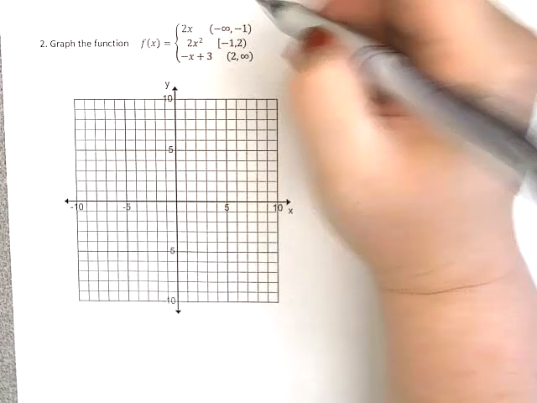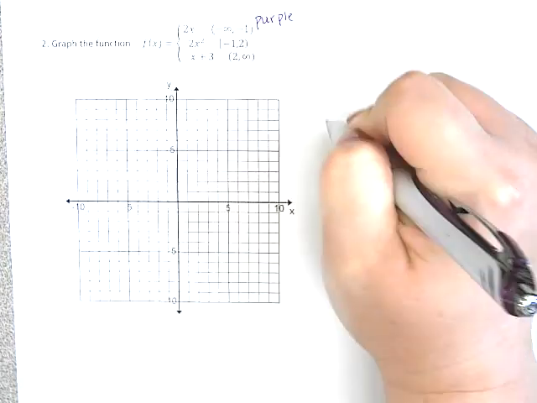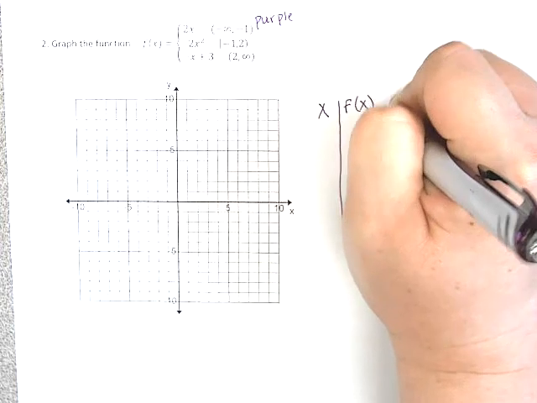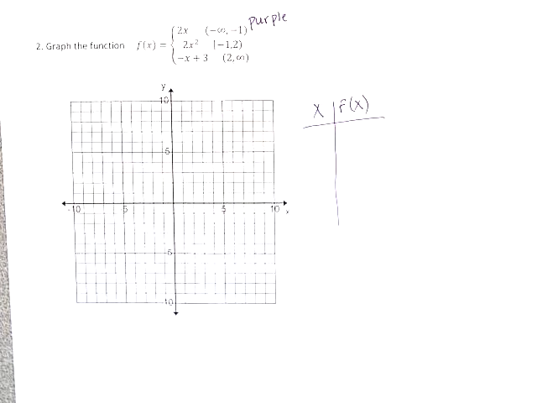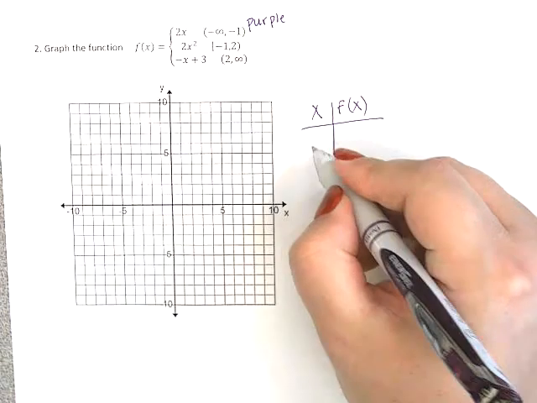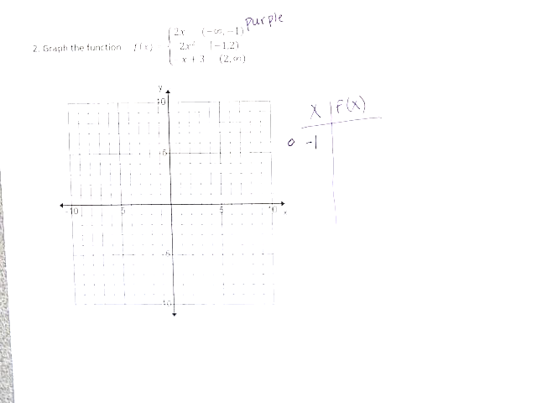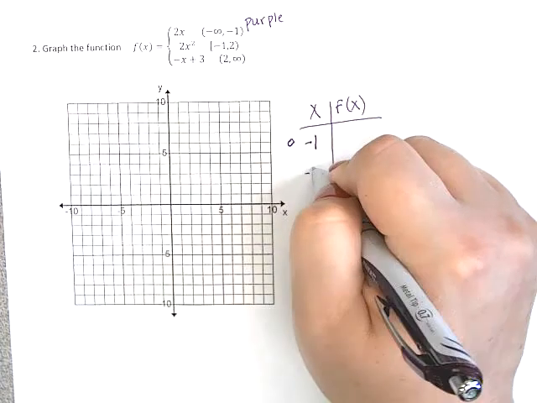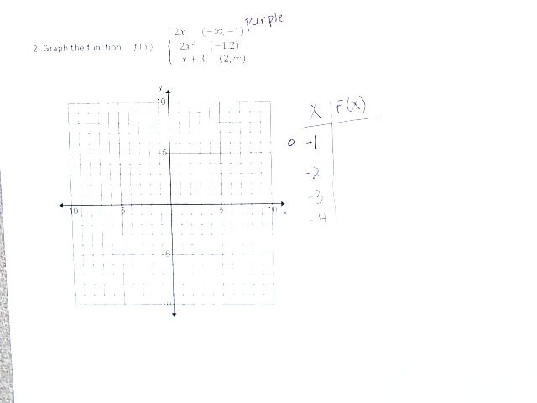So the first one I'm going to do in purple. And again, we're going to make our xy graph, or our f of x chart, excuse me. Okay, and we want values between negative infinity and negative 1. So again, we're going to start with negative 1 and we're just going to put an open circle next to it. And then we can pick values that are less than negative 1 from there. So we could do negative 2, negative 3, negative 4.